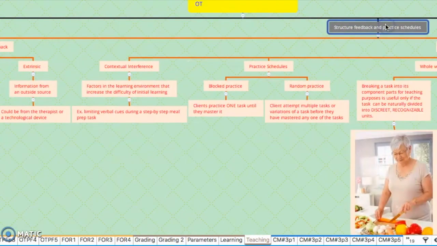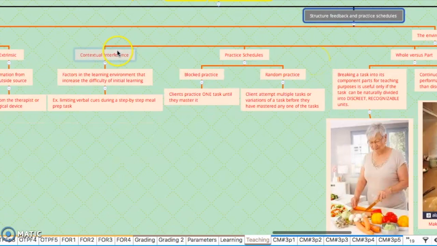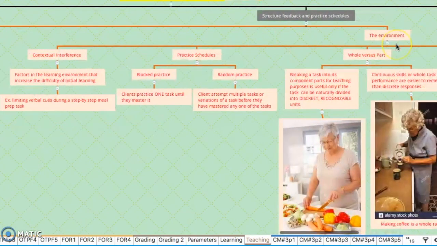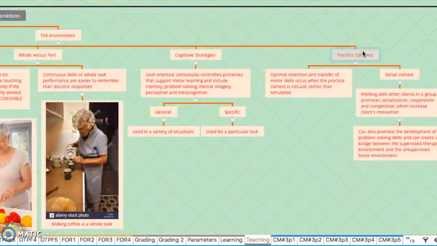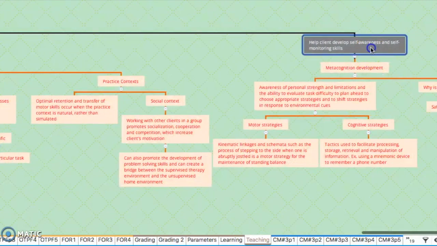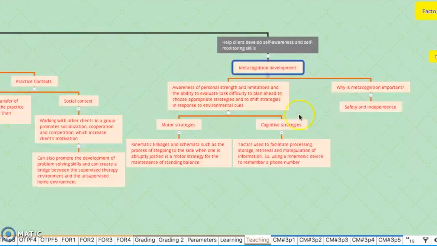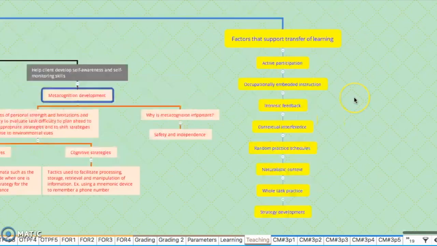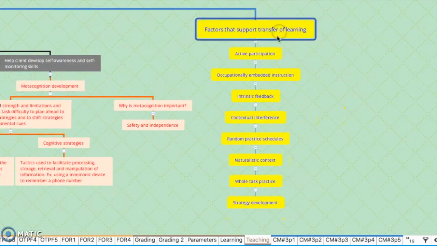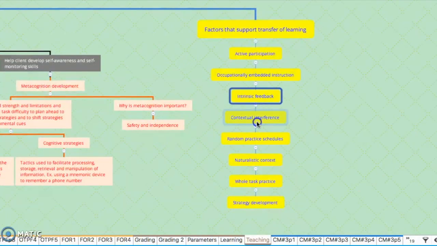And then more information on structure and feedback of schedules, which includes the types and the environment. And we have information on helping the client develop self-awareness and self-monitoring skills during intervention, which includes metacognition development. And lastly, on this map, we have factors that support the transfer of learning to be aware of.